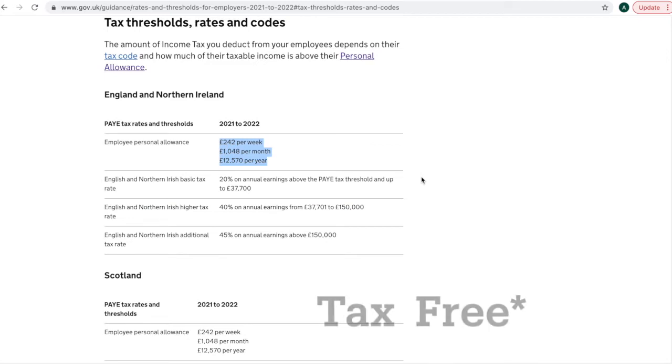12,570. Anything below this value is tax free. The third threshold would be 40% on earnings between £37,701 to £150,000. The last and final threshold would be earnings over the 150 mark, paying 45%. That's all good me saying all of this, but what does this actually mean? We head over to our spreadsheet and I'll give you an example.